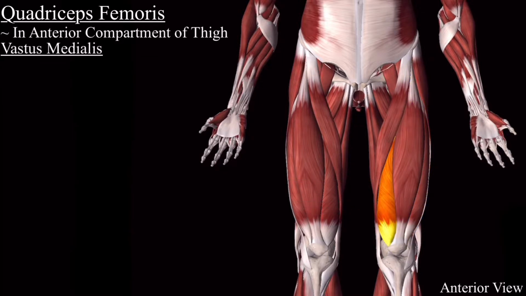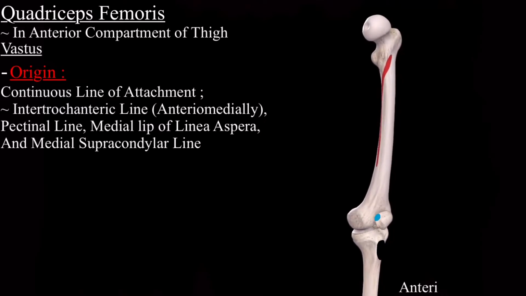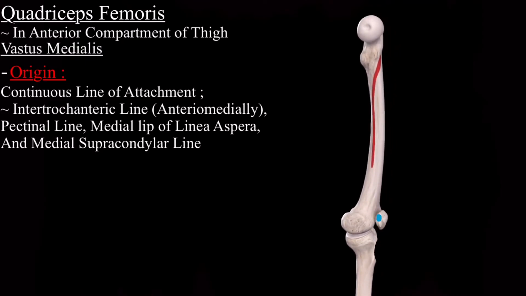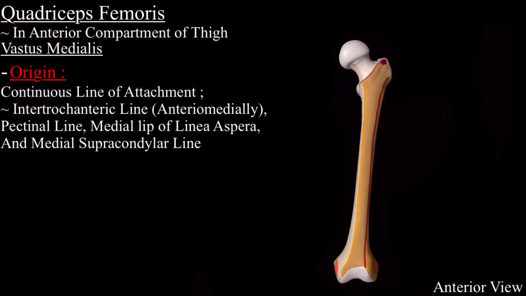The first muscle in quadriceps femoris is the vastus medialis muscle. It originates from a continuous line of attachment on the femur bone, which begins anterior-medially on the intertrochanteric line and continues posterior-inferiorly along the pectinal line and descends along the medial lip of the linea aspera and on the medial supracondylar line. This is an isolated femur bone with the anterior view.